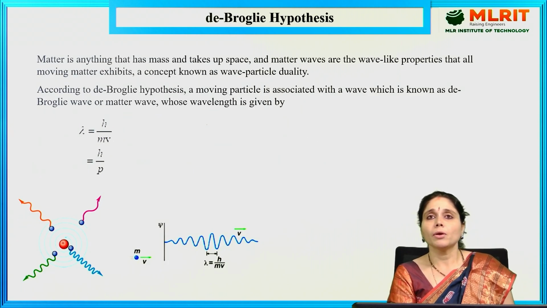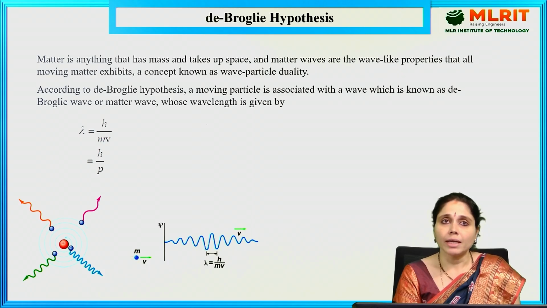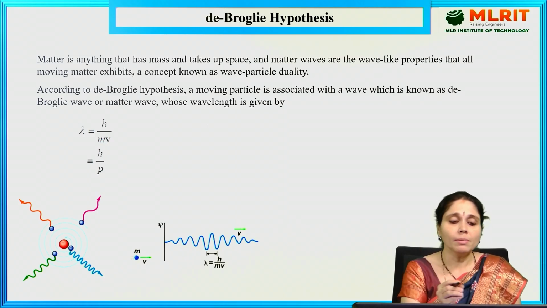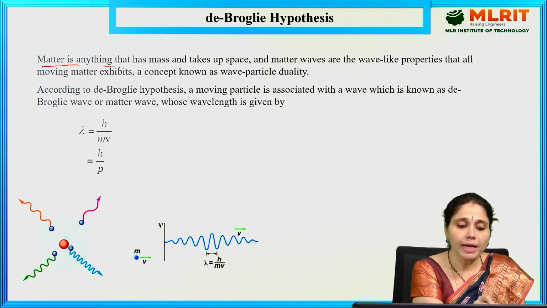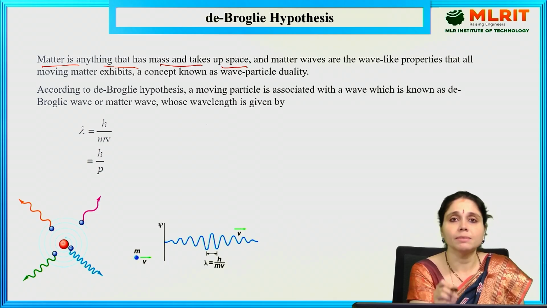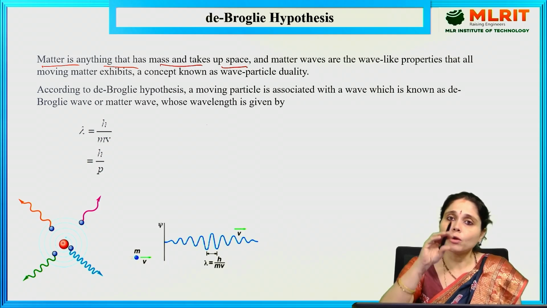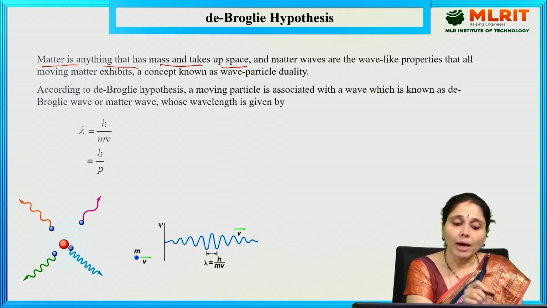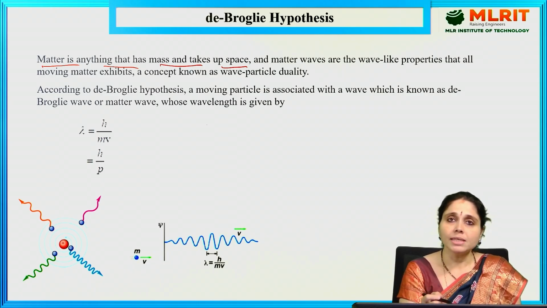So now, de Broglie hypothesis. What is matter? In the earlier slide we have already come across the word matter. Now what is matter? Matter is anything that has mass and takes up space, that has mass and occupies some space. This is what you students are learning from childhood onwards. Right? Matter is anything that has mass and takes up space.